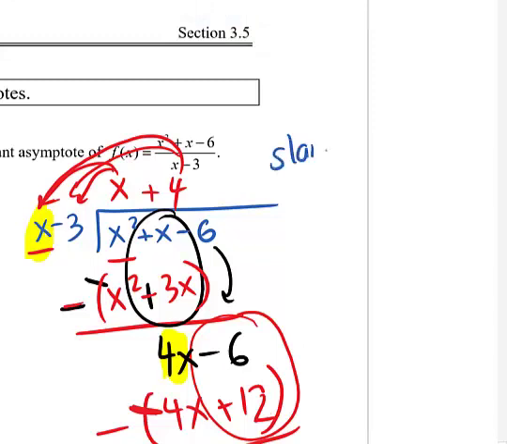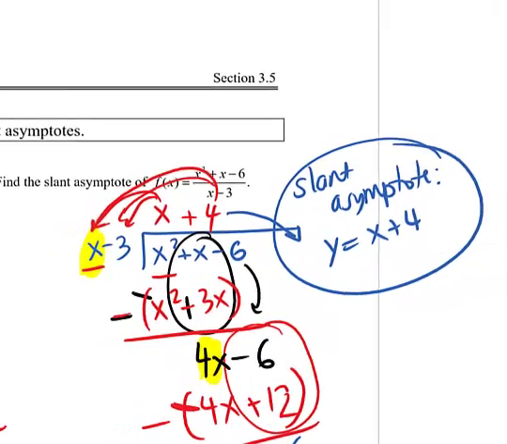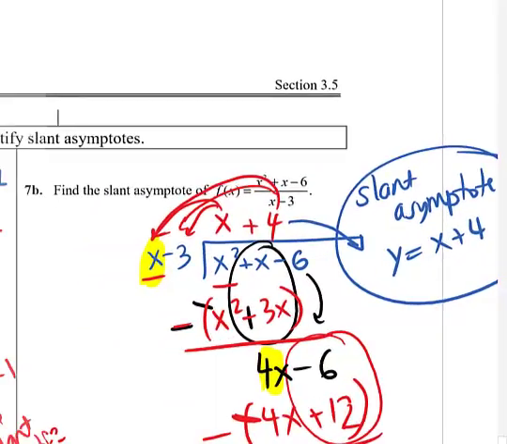Slant asymptote y equals x plus 4. There we go. So the remainder doesn't even matter. So if you messed up at the last step, it doesn't hurt you at all. That's the nice thing. Oh, I feel like this section was bad, but it wasn't as bad as the previous one. I don't know if you agree.